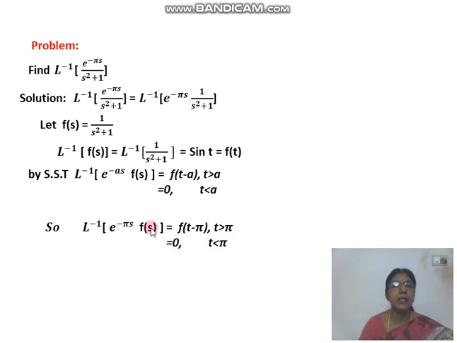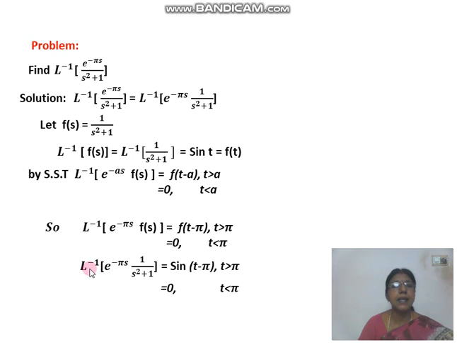Now you substitute what is f of s. Then L inverse e power minus pi s into 1 by s square plus 1, this is f of s, is equal to f of t minus pi. Let us see what it is after substituting 1 by s square plus 1 in place of f of s. What is f of t? f of t is sin t. f of t minus pi is sin t minus pi. Okay, sin t minus pi for t greater than pi and 0 for t less than pi.